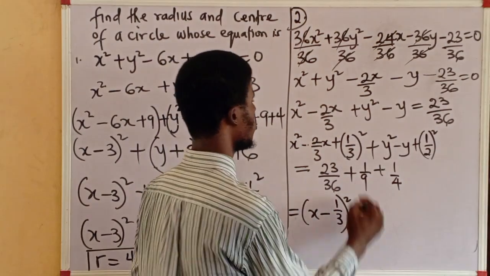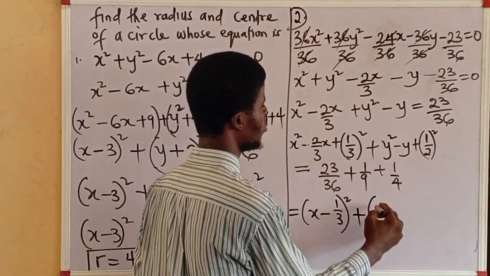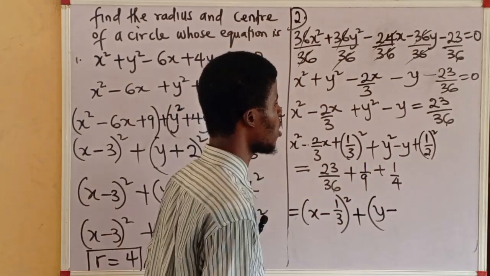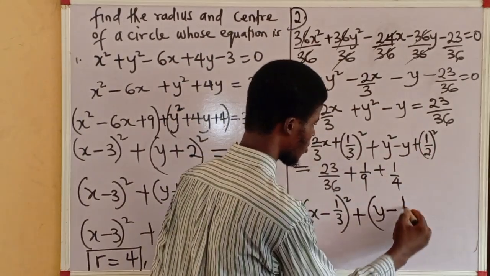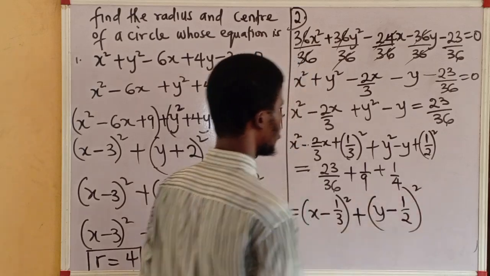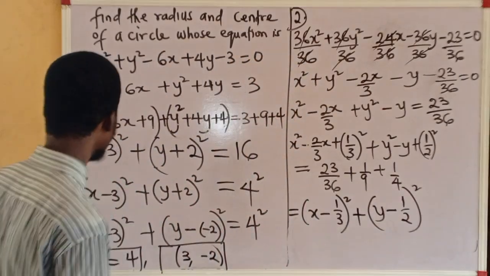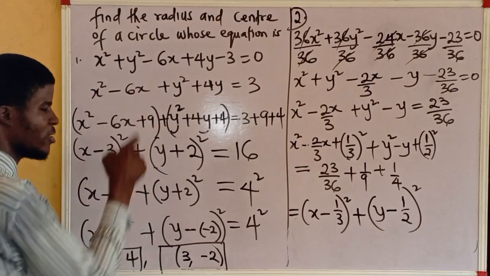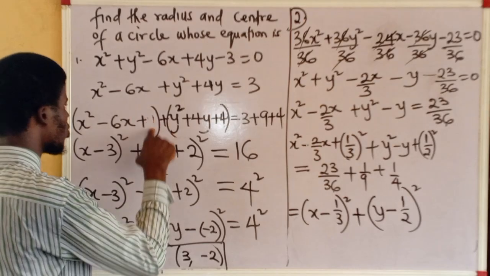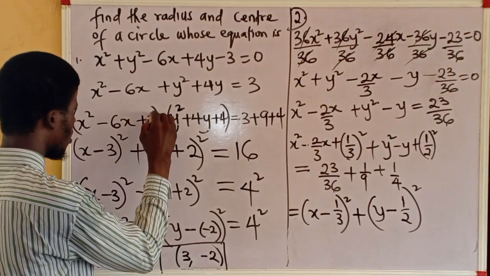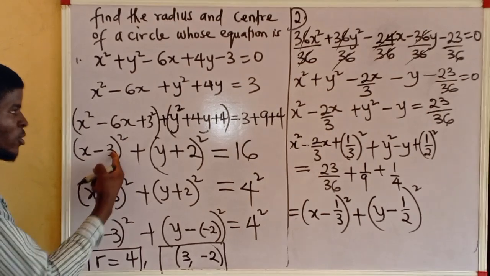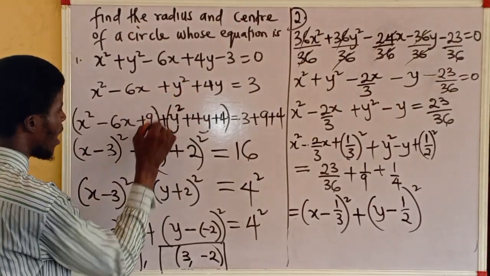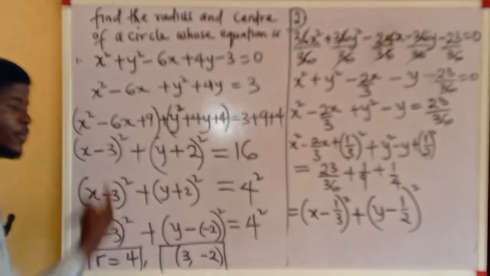Plus, I'll take y. I'll take the sign of this middle term, minus. I'll take 1 over 2 and square it. I hope you understand what I'm doing. In this case, check here. The way I wrote this 9, I didn't write 3 squared. If I had written 3 squared here, I would just write 3. But since I wrote 9, I'll take the square root of 9, 3.